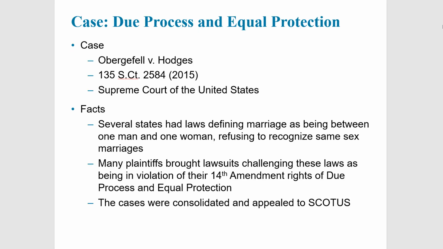An example case here for due process and equal protection is Obergefell versus Hodges. This happened in 2015 in the Supreme Court of the United States. The facts are that several states had laws defining marriage as being between one man and one woman. They refused to recognize same-sex marriages, meaning they would refuse to perform them in their states, and some states even would not recognize same-sex marriages that had happened in other states.